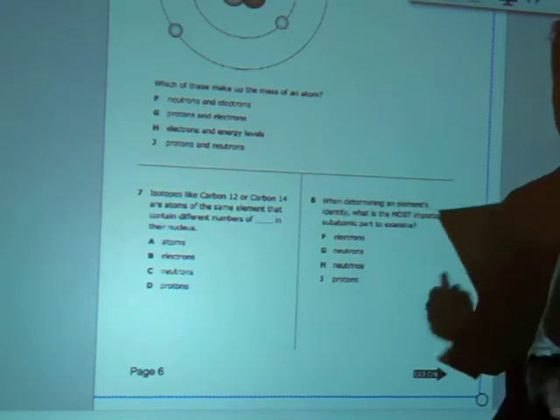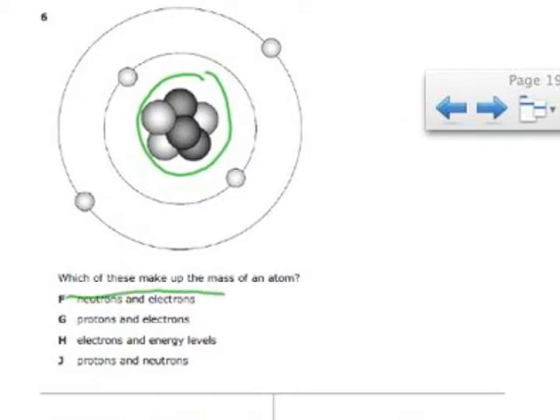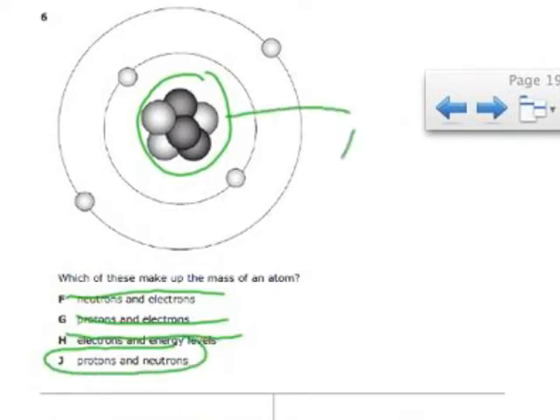Okay, number six. Which of these makes up the mass of an atom? We just talked about that. So the mass is right here. Is it the neutrons and the electrons? No, because electrons don't count for mass. Protons and electrons? No. Electrons and energy levels? No. Protons and neutrons? Yes. The protons and neutrons are the mass.